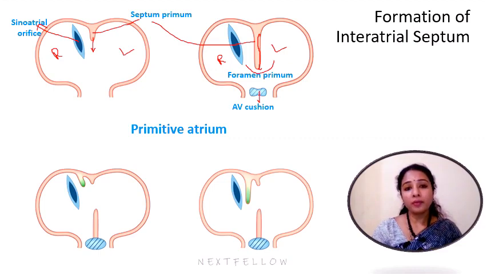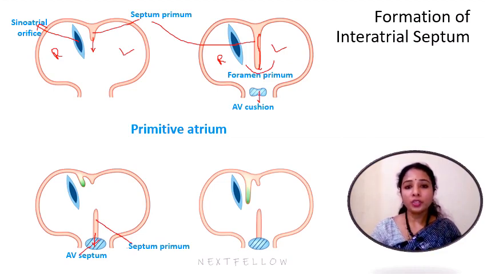The gap between the lower edge of the septum primum and the AV cushion is called foramen primum. As the septum primum fuses with the AV septum, you can see in the third image that it is fused with the AV cushion. So this is the AV septum, and this is the septum primum, which is now fused.